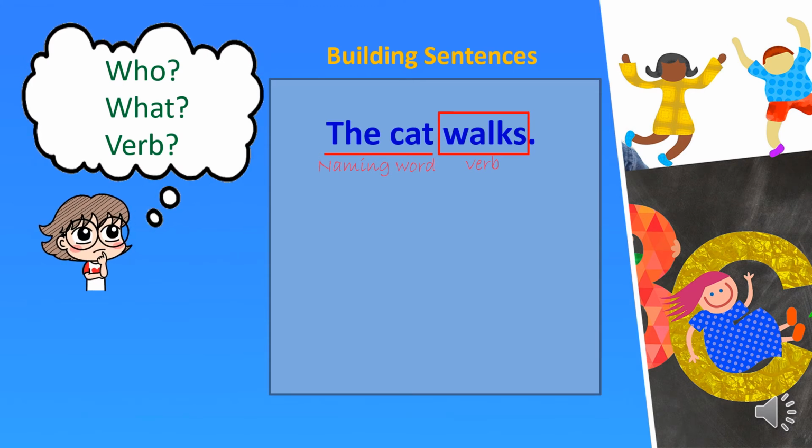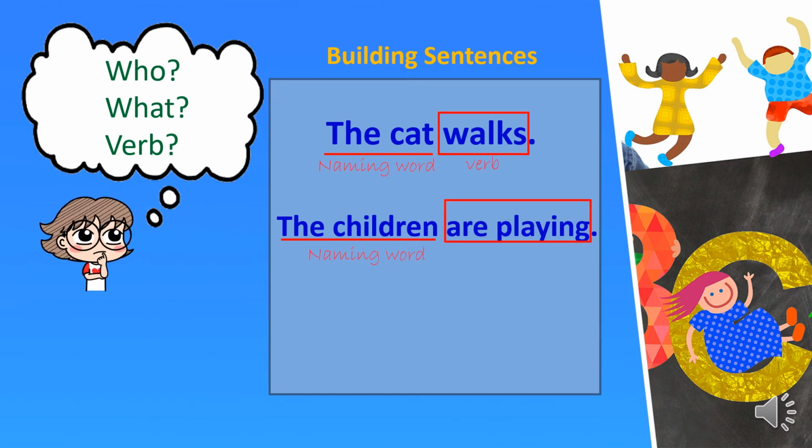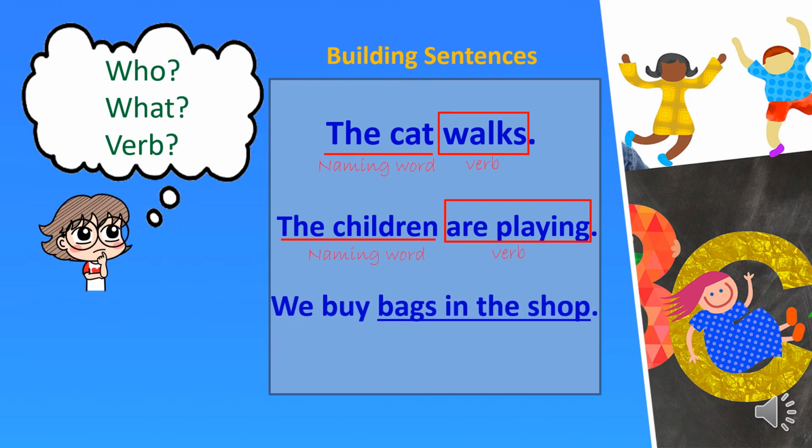The cat walks. Next example is "the children are playing." The children here is the naming word and are playing is the verb. Now if we put them together, we form a sentence that makes sense. The children are playing. And finally, "we buy bags in the shop." We is the naming word and buy is the verb. Again, bags in the shop, these are just additional information about the sentence.